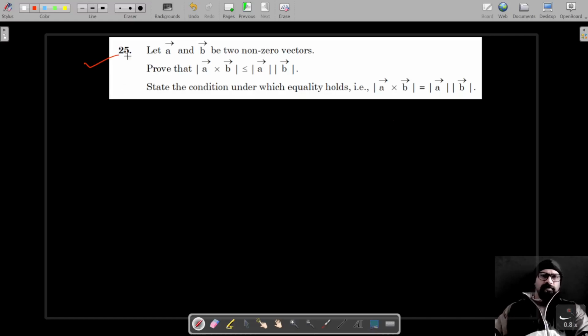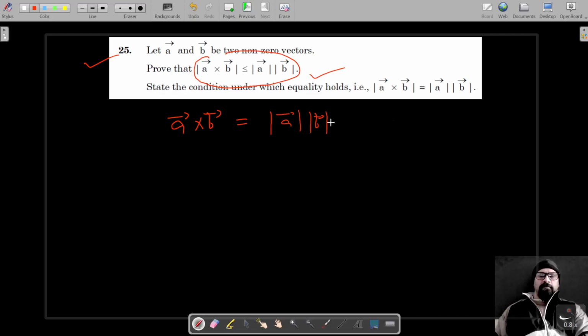Okay, for question number 25, it's given that A and B are two non-zero vectors, and we have to prove that the modulus of A cross B is less than or equal to magnitude of A into magnitude of B, and we have to state the condition under which this equality holds. Now we know that A cross B is given by magnitude of A, magnitude of B into sine theta, and if we have to get the modulus, it should be like this.